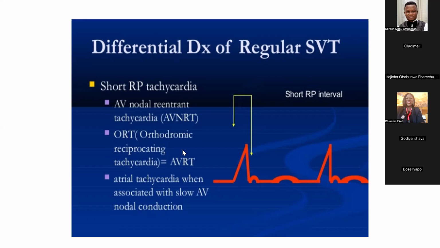Another one would be the orthodromic AV reentrant tachycardia. So in that situation, we should note that the orthodromic AV reentrant tachycardia means that it's using the conducting fibers to conduct from the atrium to the ventricle. And that is why they will have a short RP interval.